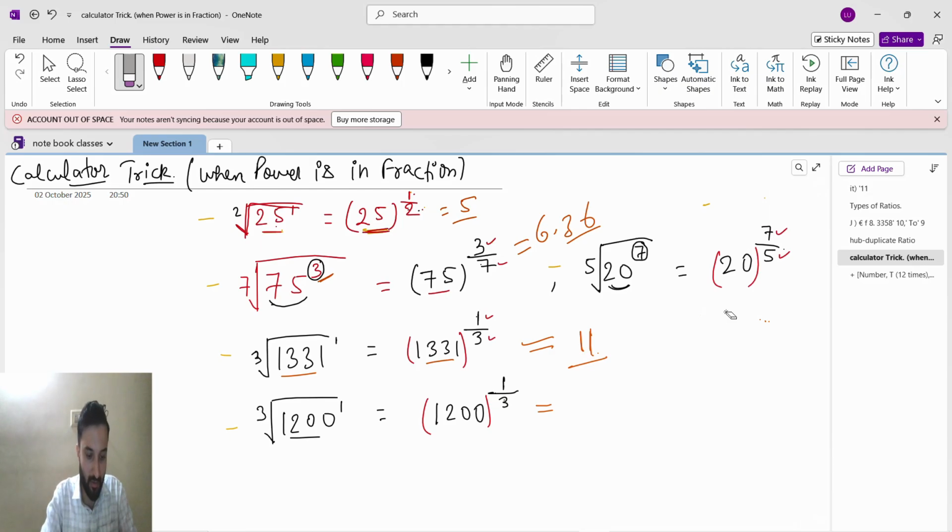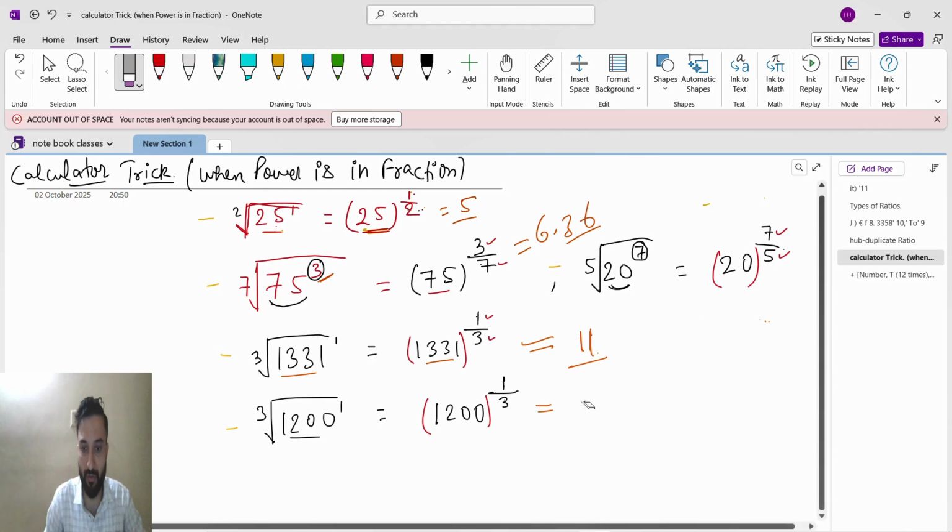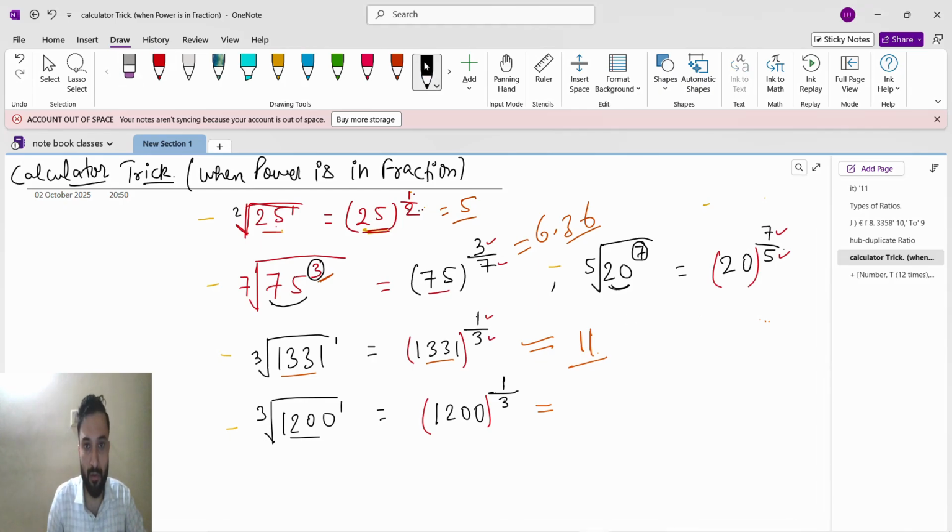1200. Okay, then square root 12 times: 1, 2, 3, 4, 5, 6, 7, 8, 9, 10, 11, 12. Then minus 1. Then multiply with numerator, which is 1. Divide by denominator, which is 3. Then plus 1. Then into equal 12 times. Yes, 10.64. So we got the answer here, 10.64.